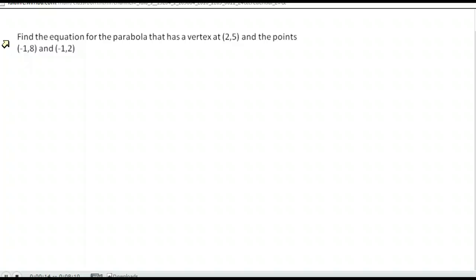Alright, so in this lesson we're given some information about the parabola and we're asked to write the standard form of the equation. So again, my first suggestion would be to draw out what you've been given about the parabola. We've been given that the vertex is at (2, 5).